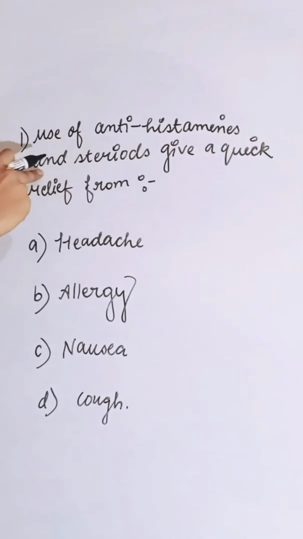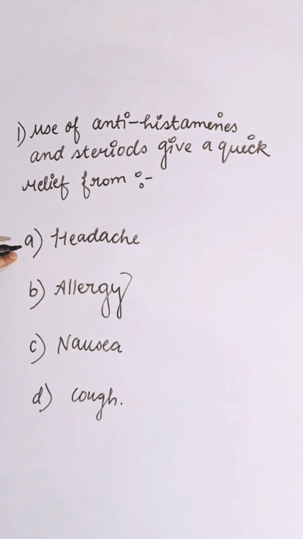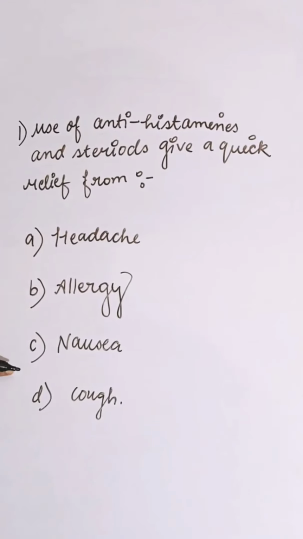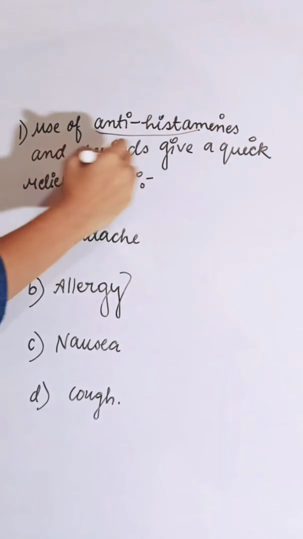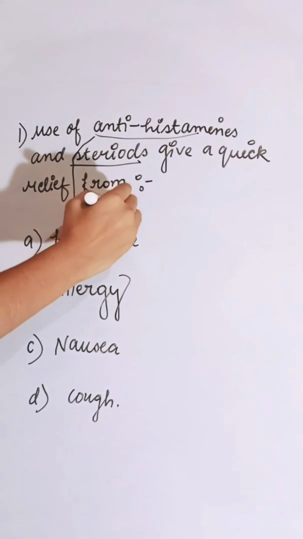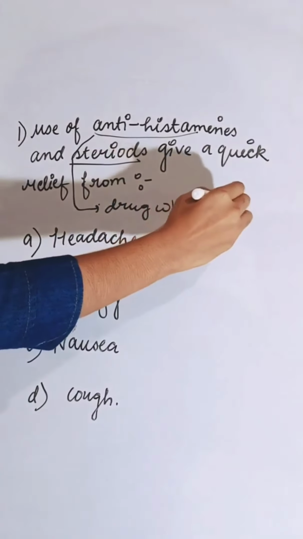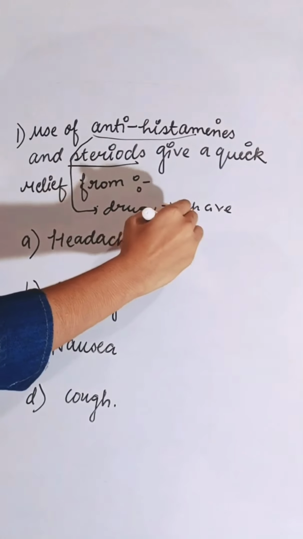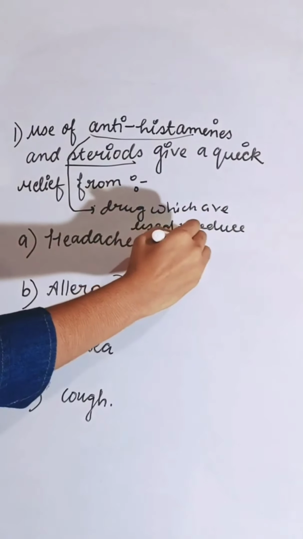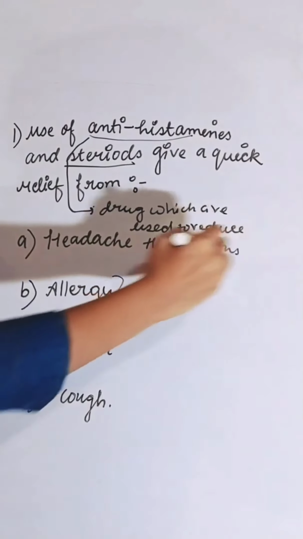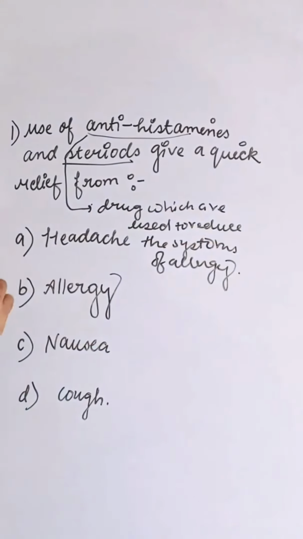Use of antihistamines and steroids gives quick relief from first option headache, second is allergy, third is nausea, fourth is cough. Antihistamine and steroid are a type of drug which are used to reduce the symptoms of allergy. So correct answer is B.